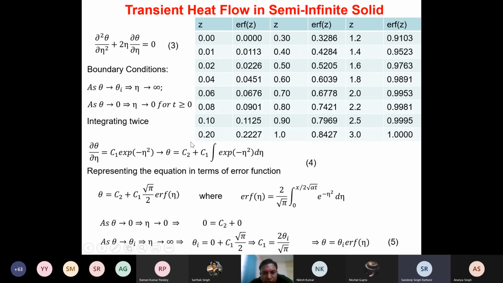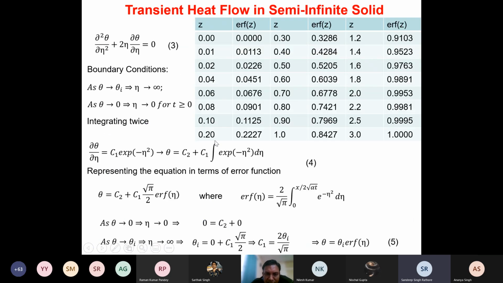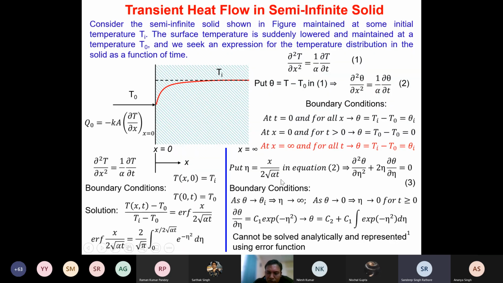First we have put C2 here as 0. Then we have put C1. C1 is nothing but 2 theta I by under root pi. So what is theta I? Theta I is nothing but Ti minus T naught divided by Ti minus T naught, and so this 2 theta I by pi will be basically 2 into (Ti minus T naught) divided by under root pi. So that we have kept as it is, because this is a constant term. And then we have differentiated this term in the integral by replacing this eta by this equation, x by 2 under root alpha t.